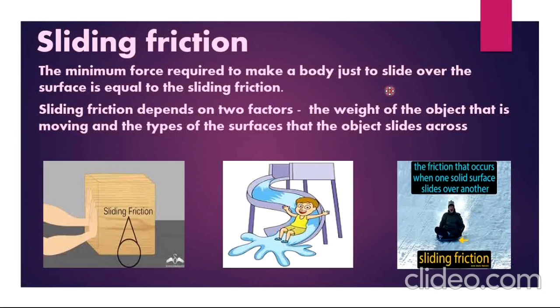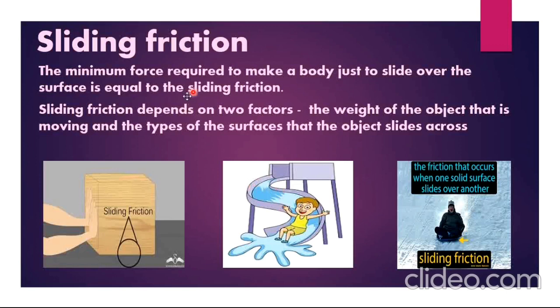Sliding friction. When an external force is applied to start a relative motion, the interlocking of surfaces gets off, thus causing less frictional force. The amount of sliding friction depends on two factors: the weight of the object that is moving and the type of surface the object slides across.